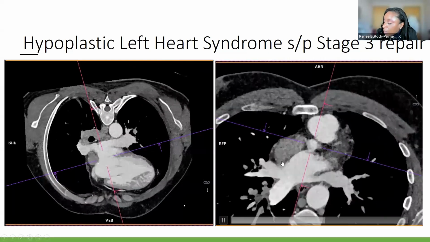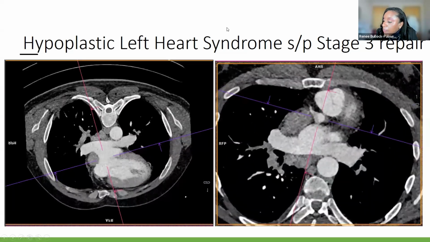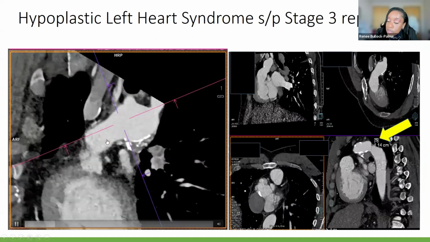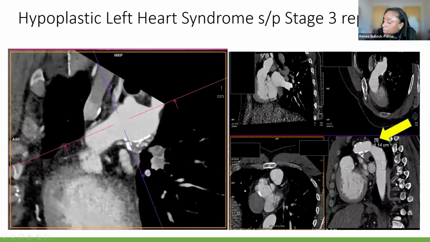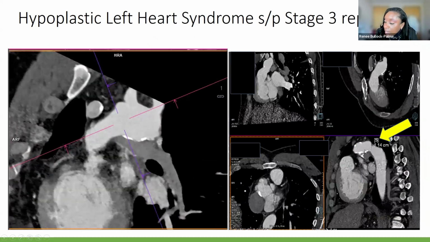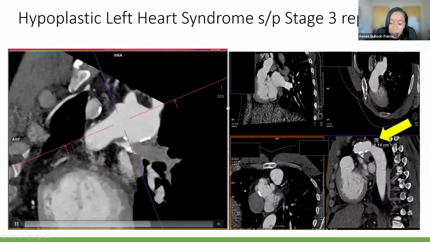I'll just have that play a second while you guys take a look at that. And in this patient, the patient also had coarctation of the aorta, as is shown here, and this patient actually had to have that repaired. And this is all the same pathology in this one patient.